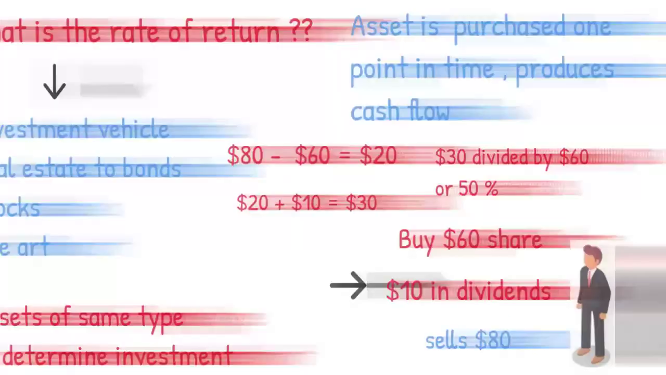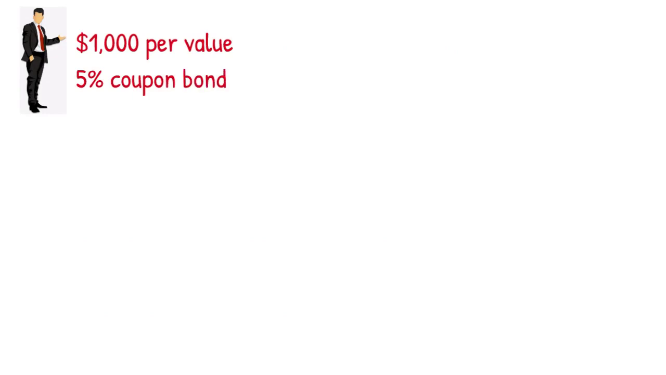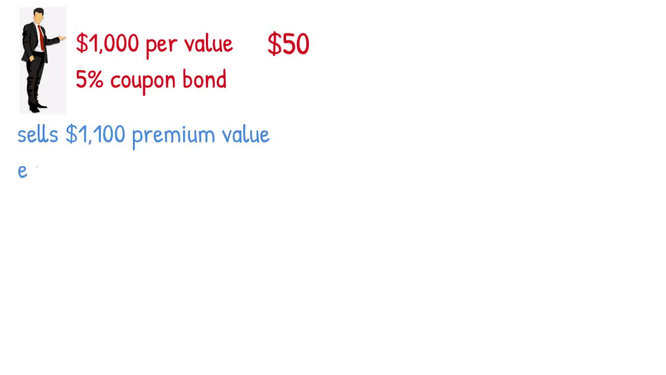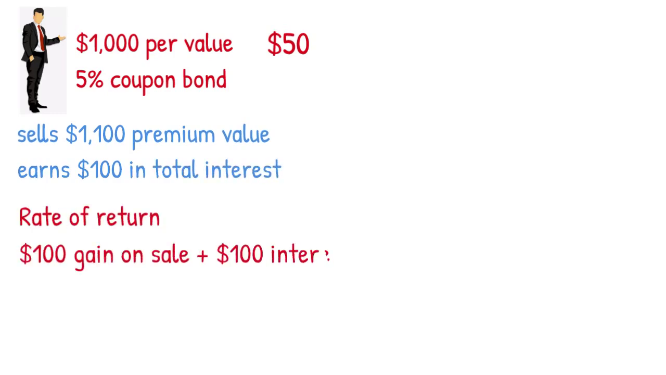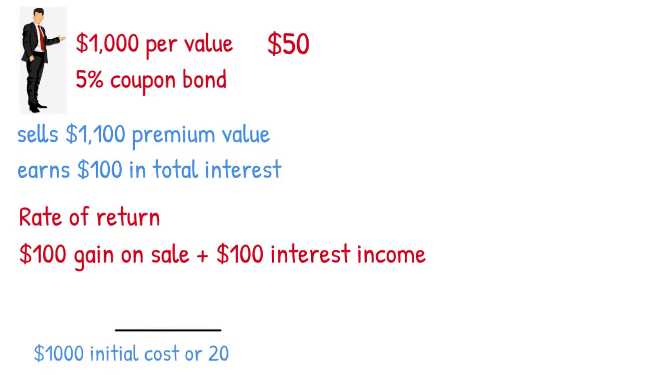On the other hand, consider an investor that pays $1,000 for a $1,000 par value 5% coupon bond. The investment earns $50 in interest income per year. If the investor sells the bond for $1,100 premium value and earns $100 in total interest, the investor's rate of return is the $100 gain on the sale plus $100 interest income divided by the $1,000 initial cost, or 20%.